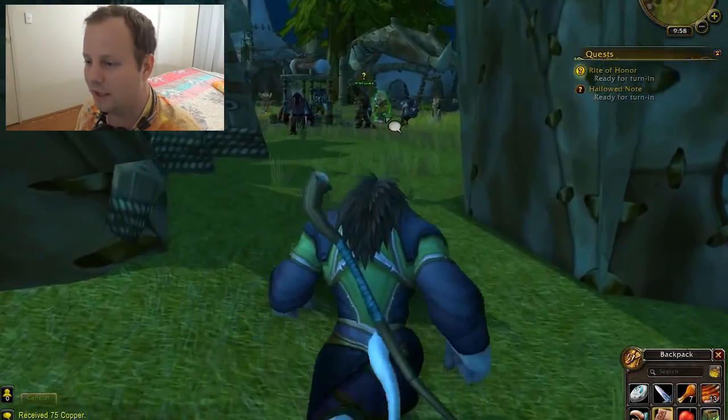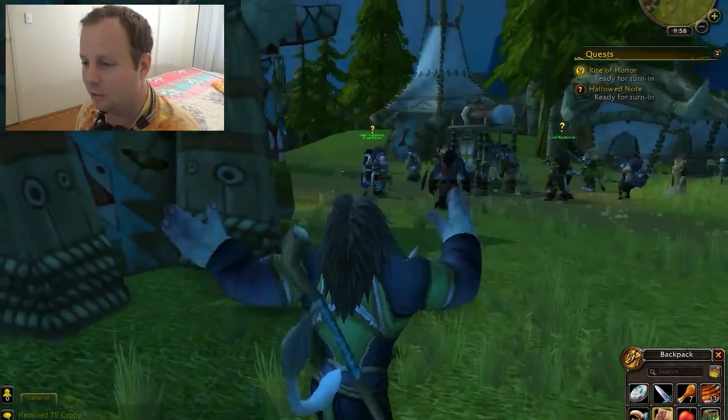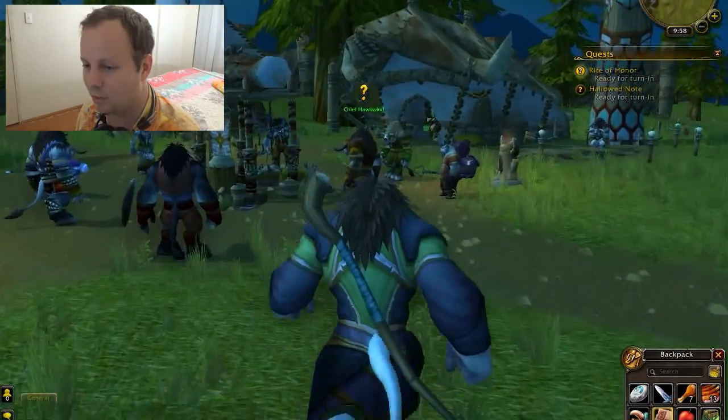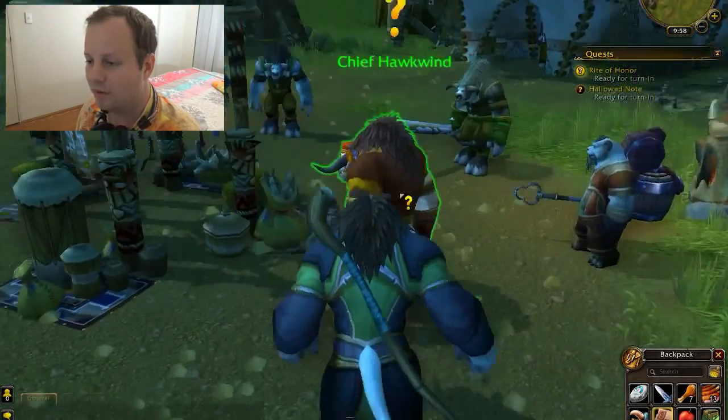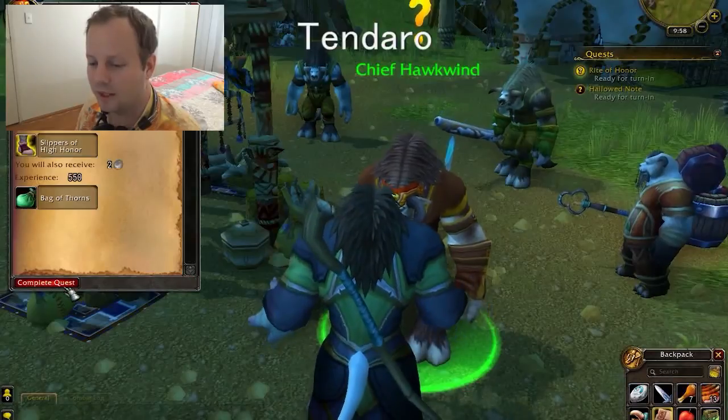Now, let's just go over here and hand in our quests. Do you remember what the name of this location was, this group of tents? It was the tendado. Tendado.